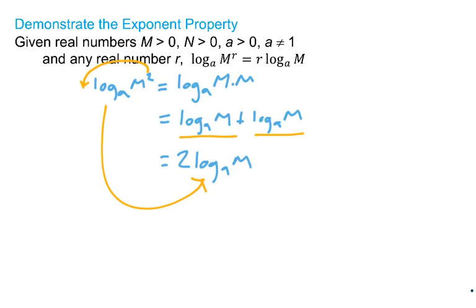Logarithm base a of m cubed would be logarithm base a of m plus logarithm base a of m plus logarithm base a of m, 3 times. So that would be 3 times logarithm base a of m.